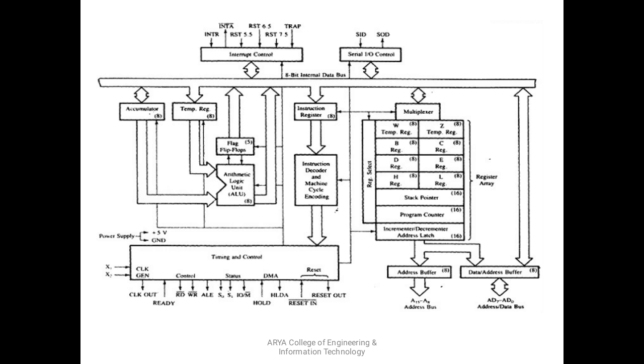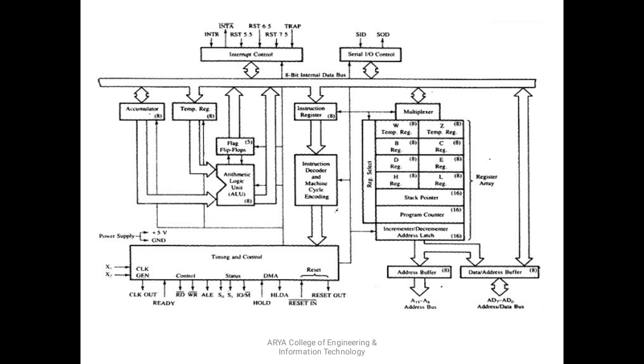The timing and control unit consists of the following signals. Number 1, clock generator, X1 and X2. This clock generator provides the 6 MHz frequency to X1 and X2, which is divided by 2, which equals 3 MHz, at which the microprocessor works. Next, control signals: ready, read, write, ALE. These are the control signals.